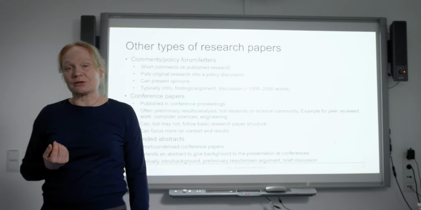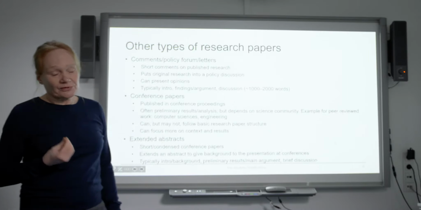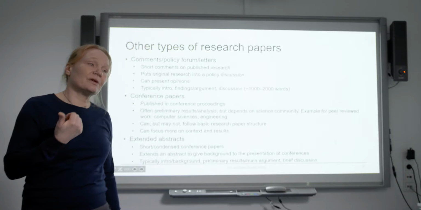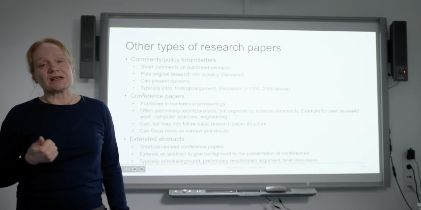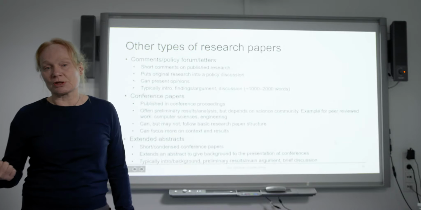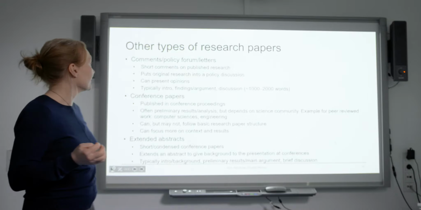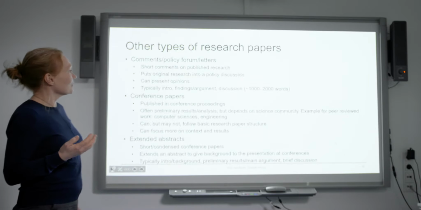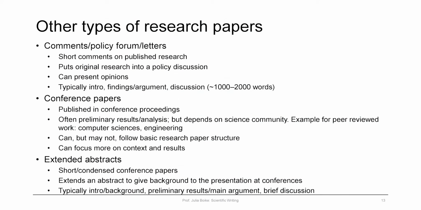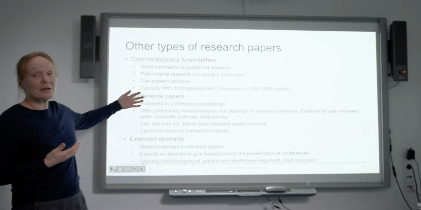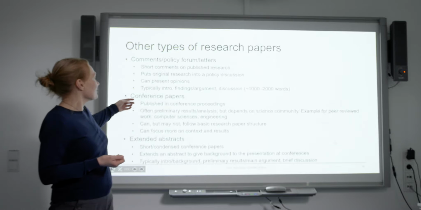Then there are many other types of research papers, and often it really depends on the community you're working in. For example, the geoscience community is different from the physics community, it's different in the ecological, and it's very different in the socio-ecological or socio-economical communities. So, for example, we have types of research paper such as comments, policy forums or letters. These are short comments, published research, original research in a policy discussion, which can present opinions, typically intro, findings, arguments, discussions. So the format is also different here. It's different from the paper frame that we discussed, and it has a different number of words.